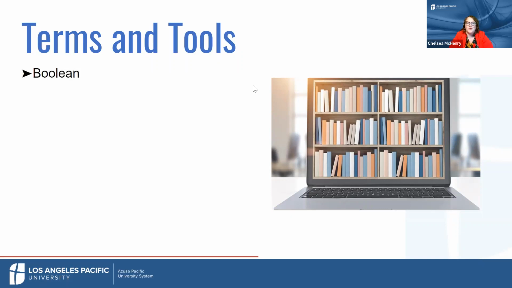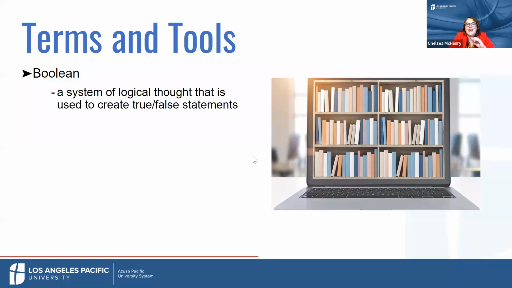The first one is one that you may see when you access a library that you've never heard before, or maybe when it's said, it's a homonym, or it may sound like something else, and it's Boolean. And a Boolean is not the lovely, delightful seasonings that you put into a soup or a stock. Instead, a Boolean is actually a system of logical thought that is used to create true false statements.